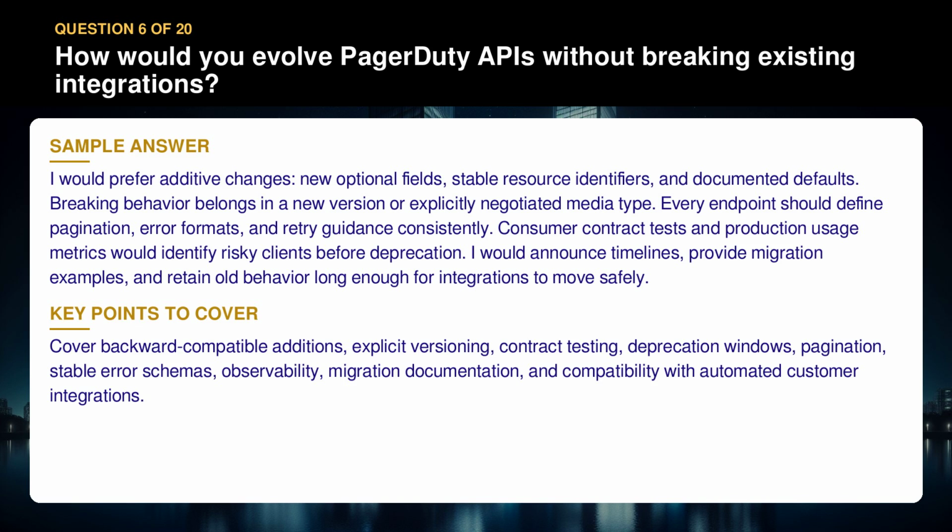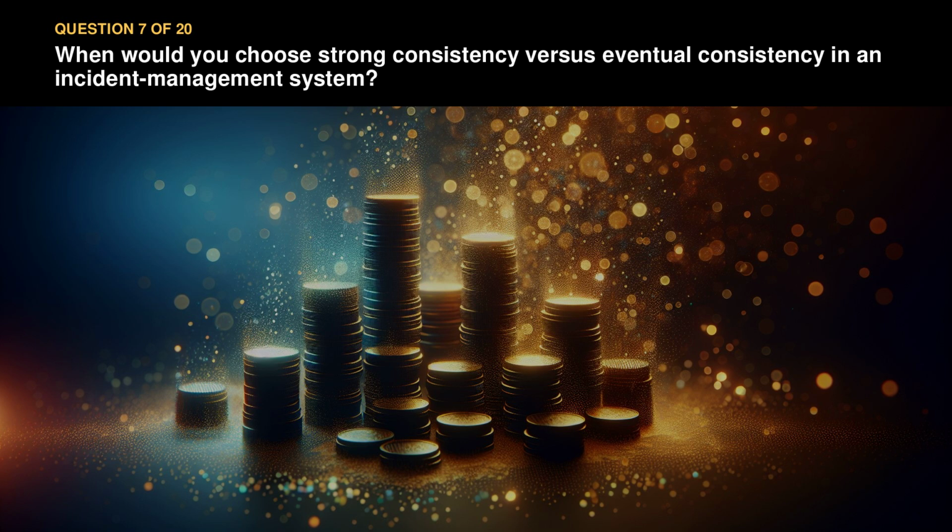Cover backward compatible additions, explicit versioning, contract testing, deprecation windows, pagination, stable error schemas, observability, migration documentation, and compatibility with automated customer integrations. Question 7. When would you choose strong consistency versus eventual consistency in an incident management system?